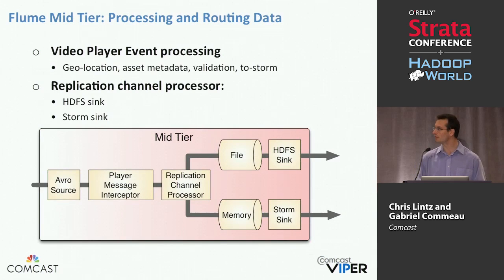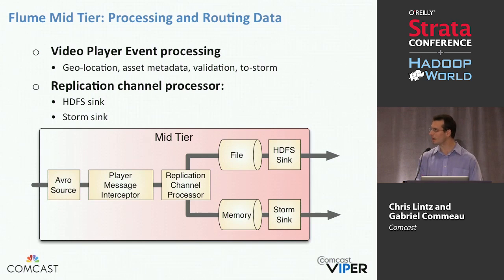The second tier of agent we call mid-tier because they're kind of in the middle of our architecture. And this is a very CDN-like terminology. And there are 2 points to consider here. The first one relates to video player event processing. And we do that in our custom player message interceptor. And that's the way we chain what we call event processors. So an event processor is a very small piece of code that performs a single operation on the analytics message, either decorating or filtering the message.